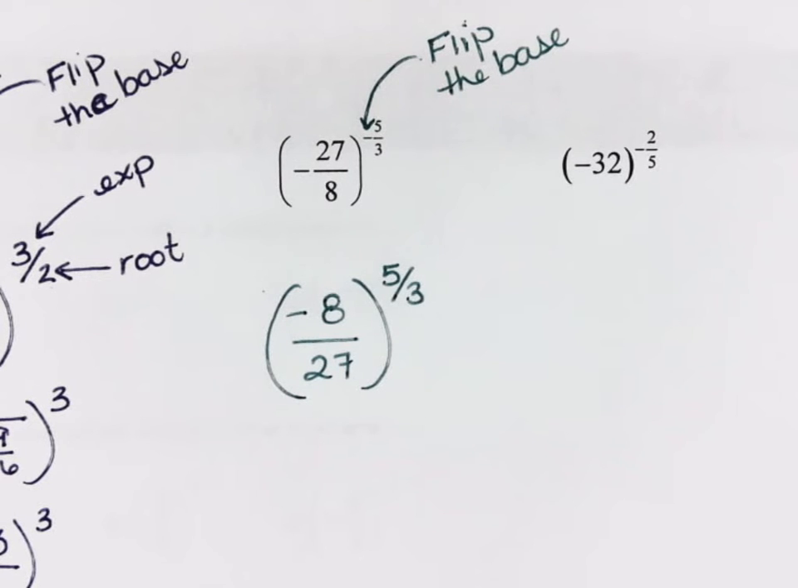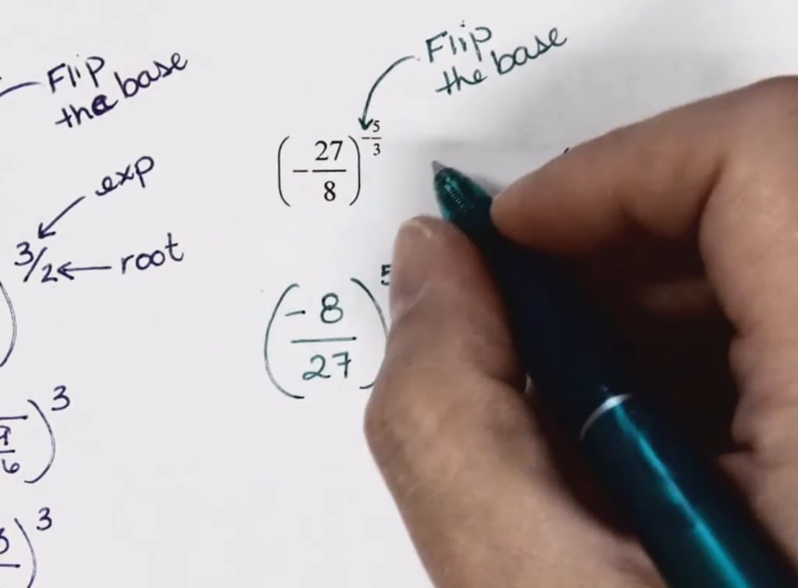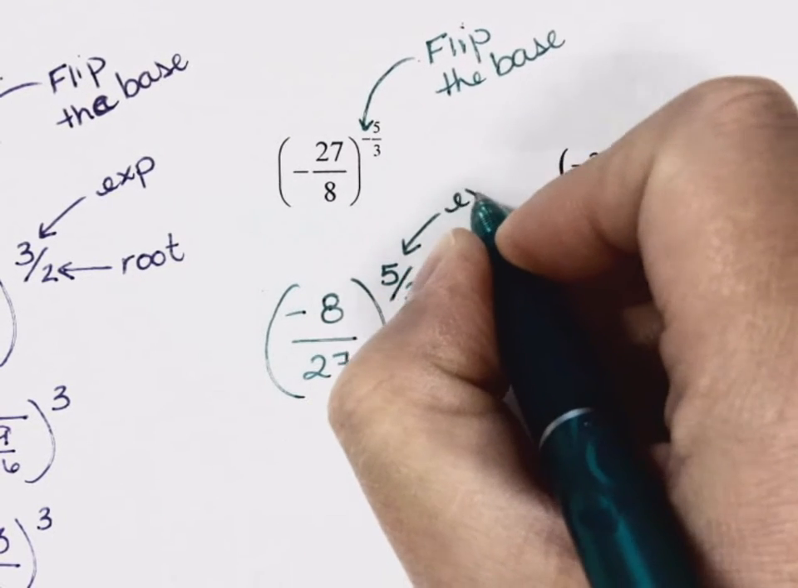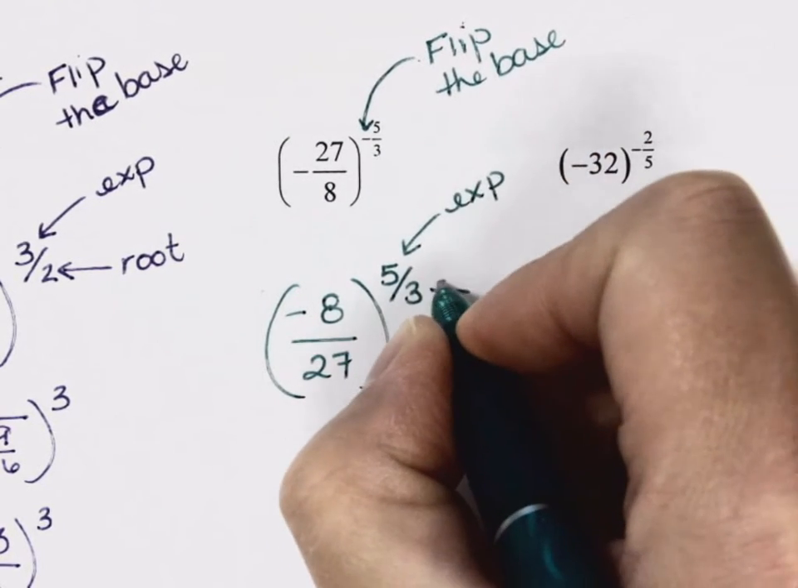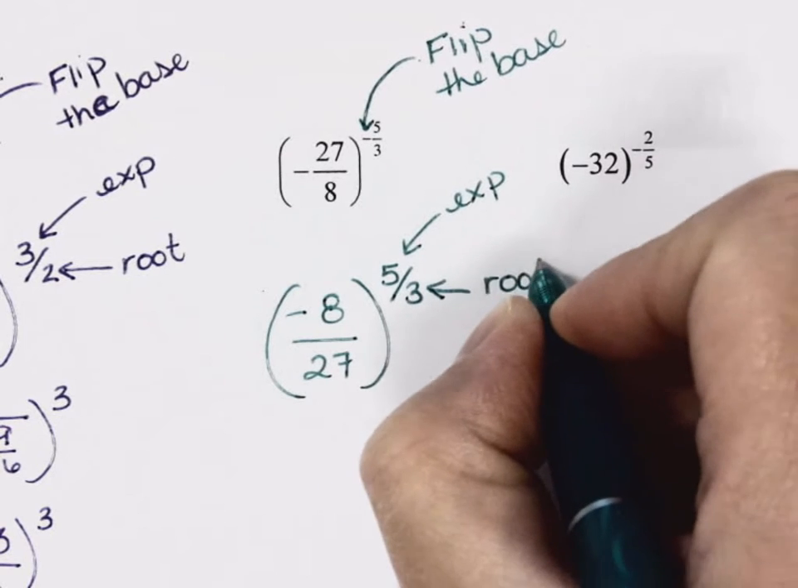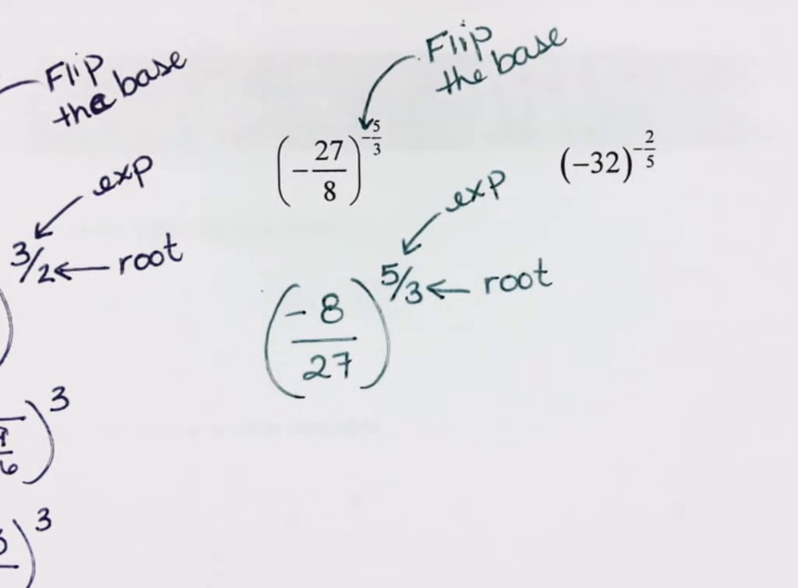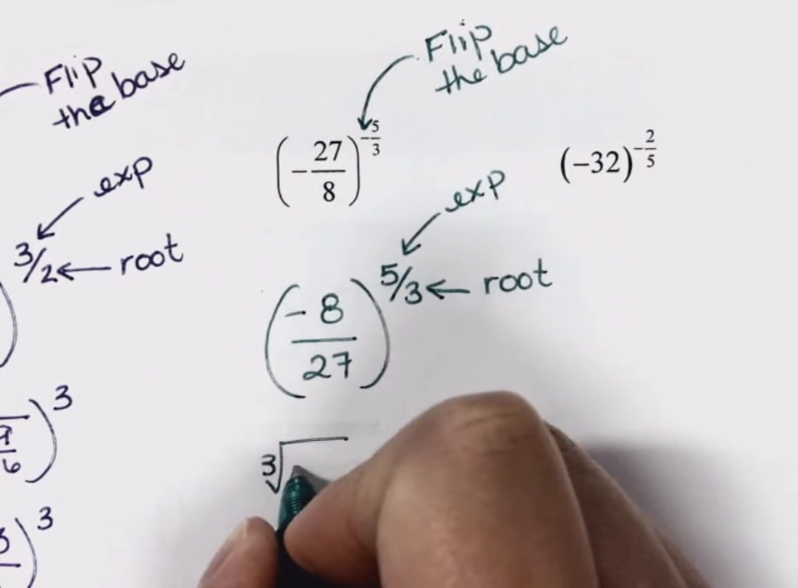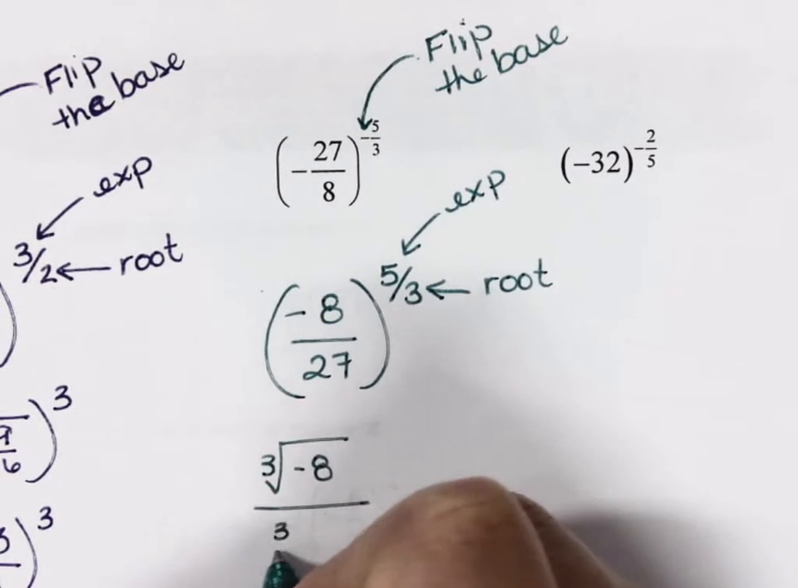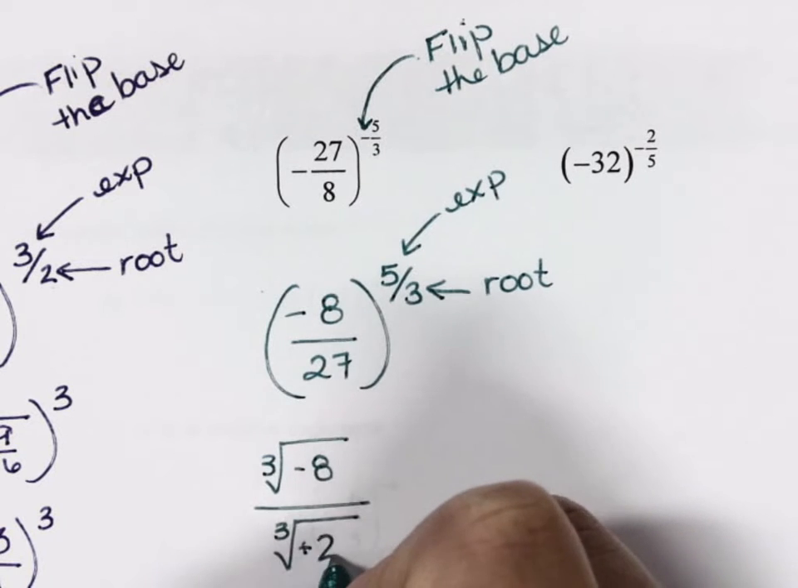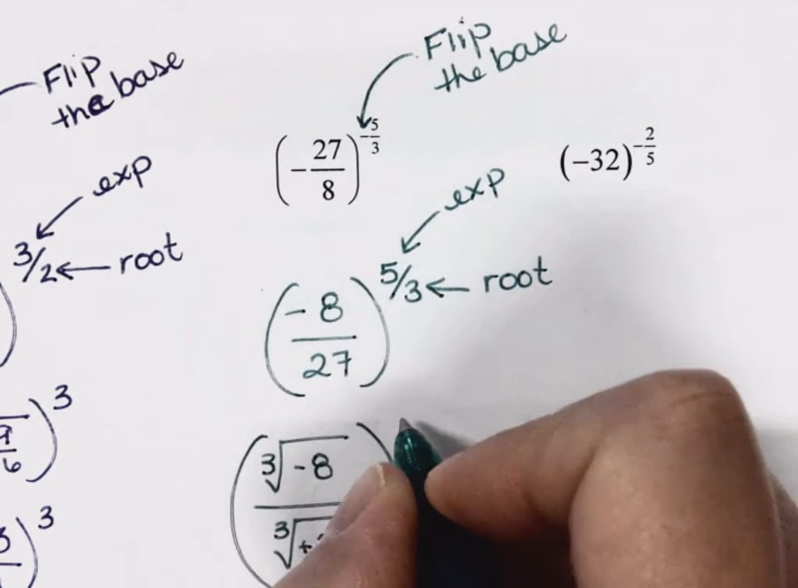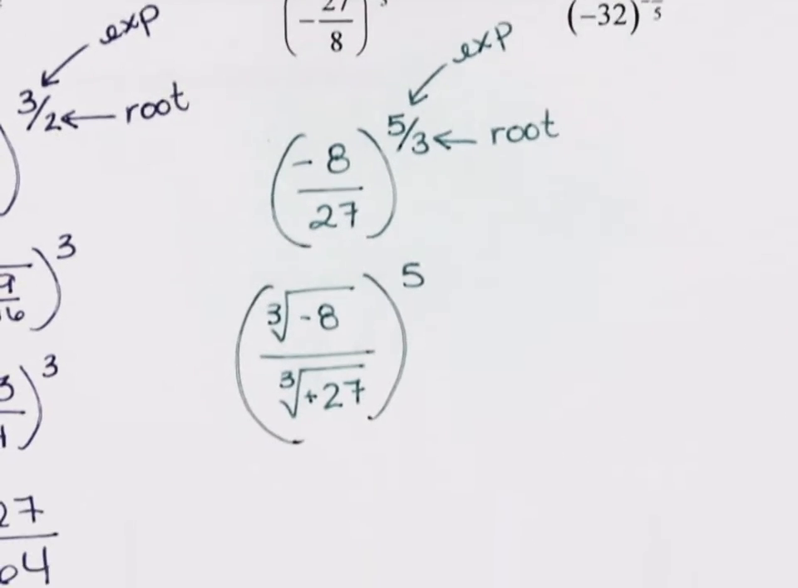Oh, no. Okay, so the numerator tells me what kind of exponent I'm dealing with. The denominator tells me what kind of root I'm dealing with. So would I cube root or would I do the exponent 5 first? I'm going to cube root because both of those are perfect cubes. So I'm going to take the cube root of negative 8 divided by the cube root of positive 27, and all of that is to the exponent 5.